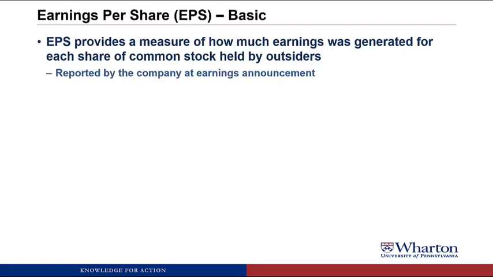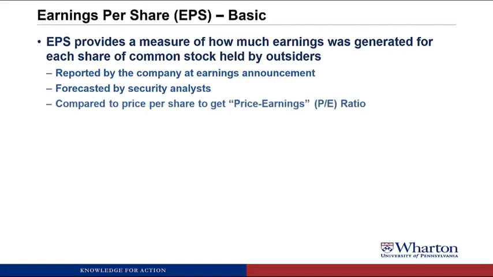So the company often emphasizes this number at the earnings announcement, and then the media often picks up what the EPS was for the company's fiscal period. It's the number that's forecasted by security analysts, and it's compared to price per share to get the price-earnings ratio, or PE ratio, which is a quick and dirty valuation technique that investors use, where they have some notion of what the multiple that price should be over earnings. So when you get this EPS number, you multiply it times the multiple, and it gives you what the price should be.